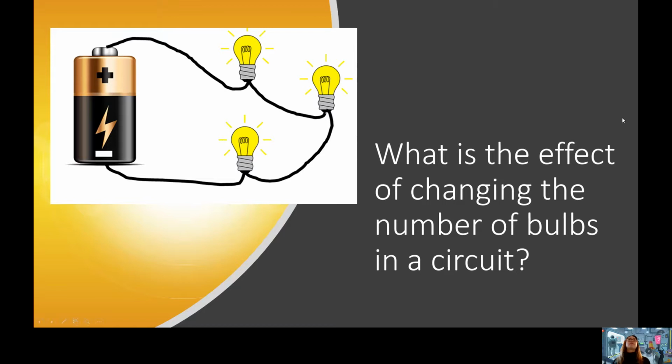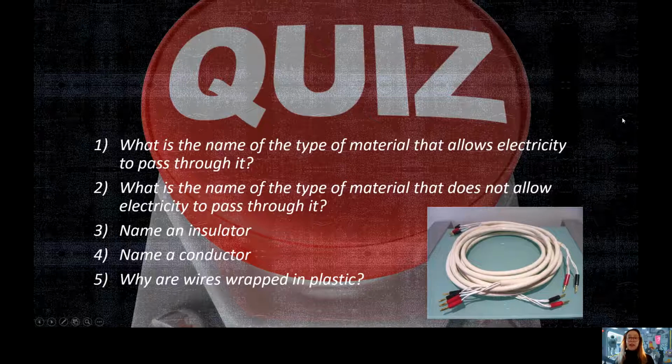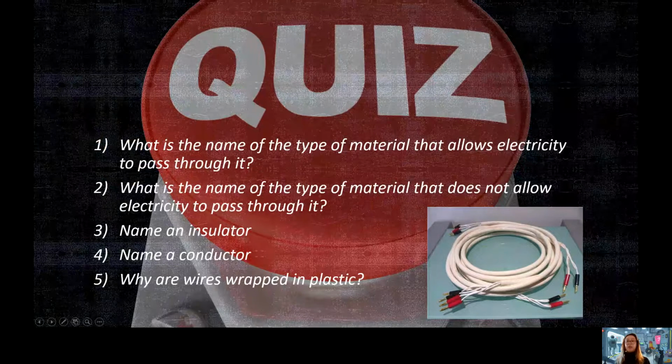Okay, let's start off with the quiz. I'm going to read the question and I would like you to please write down the answer. So, question number 1, what is the name of the type of material that allows electricity to pass through it? Pause this video now and write it down.